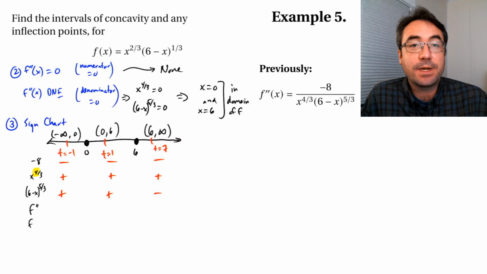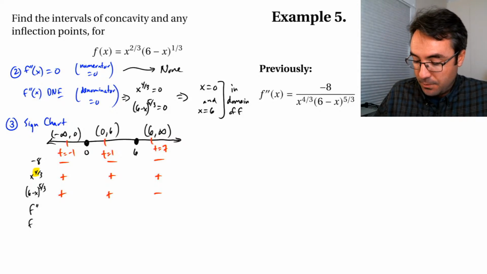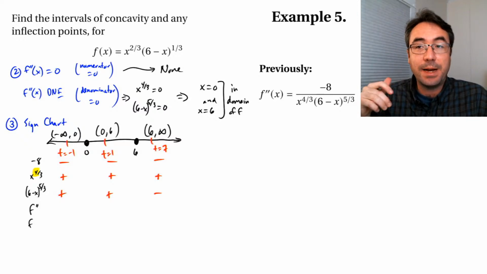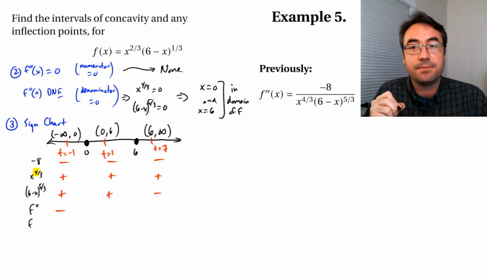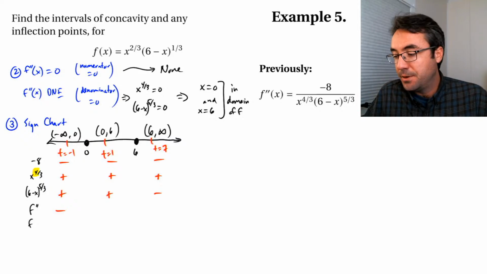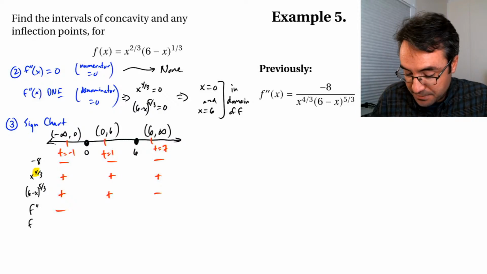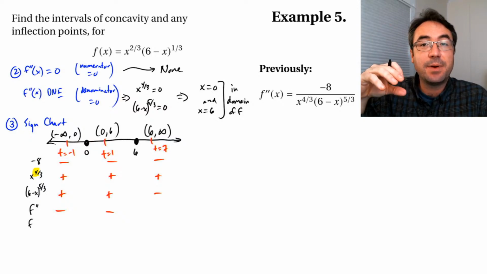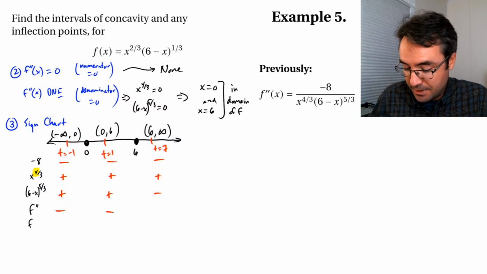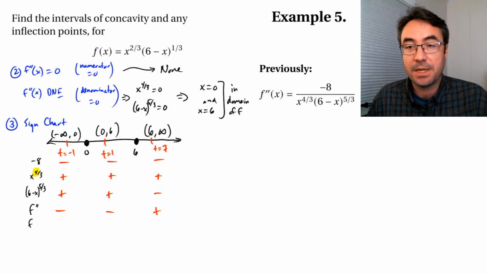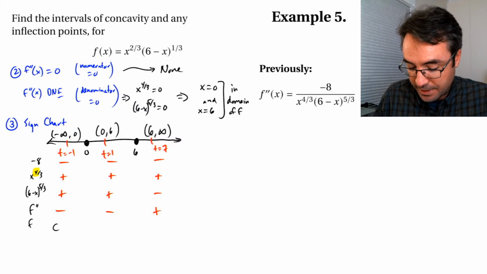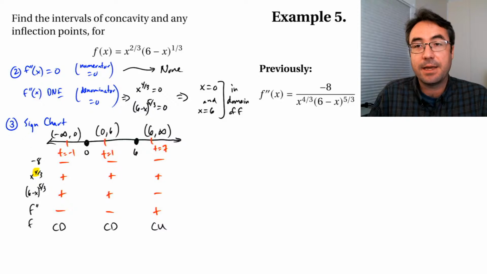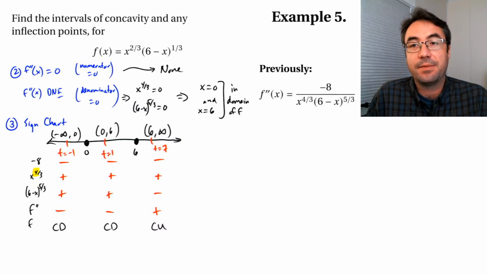And so what can we say then about f double prime? Well, when we have a negative number on that first interval, we have a negative number divided by 2 positive numbers. The result is negative. Then for that next interval, we have a negative number divided by 2 positives, still negative. And then finally, for that last interval, we have a negative divided by a positive divided by a negative. The result is positive there. So for this first interval, we're concave down. Then we remain concave down. And then finally, we go to concave up on that last interval.